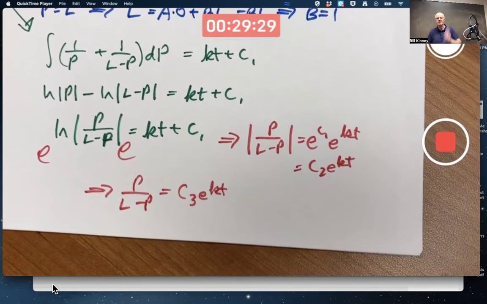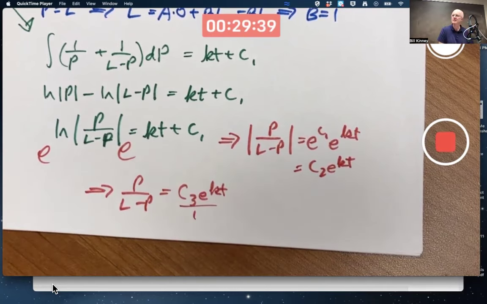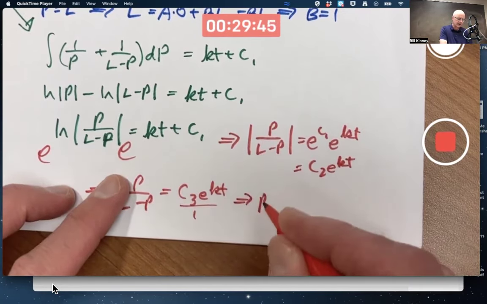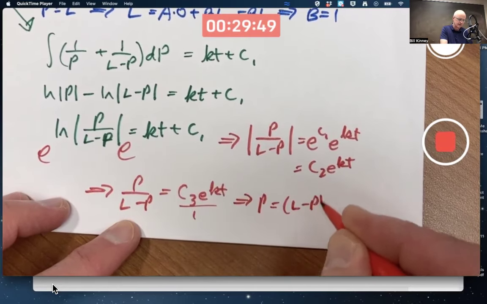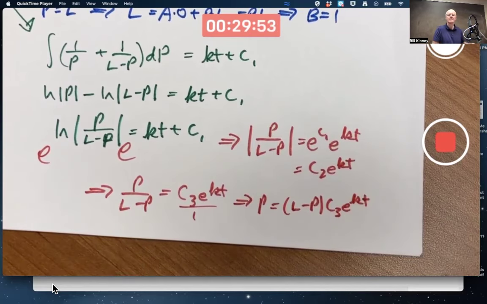And then don't forget what you're trying to do. We're trying to solve for P. Still seems kind of complicated. Well, effectively, you can cross multiply. We've got effectively an equality between fractions. P times 1, P must equal the product of those two things: L minus P times C3 e to the KT.